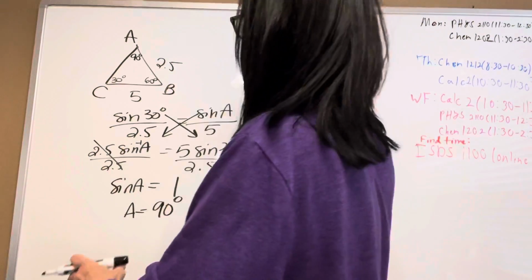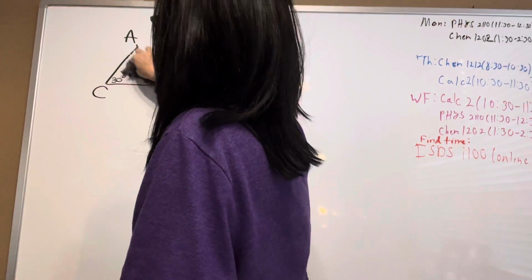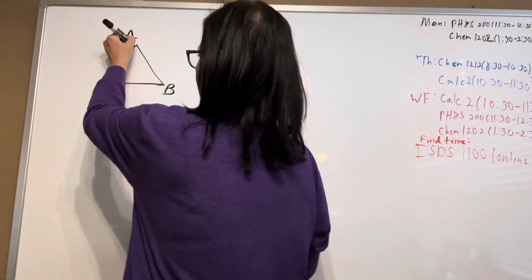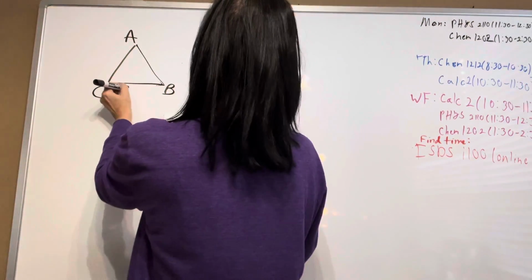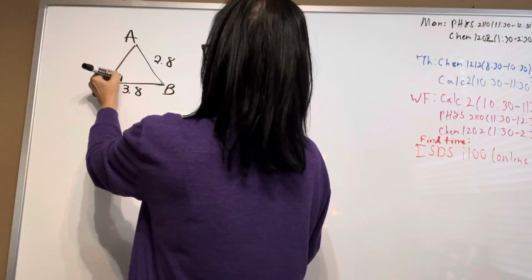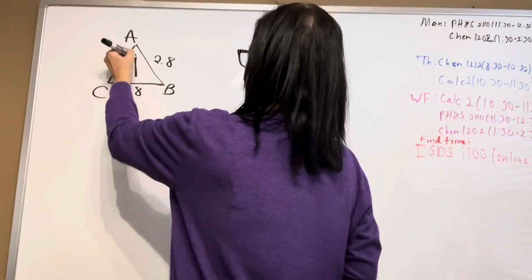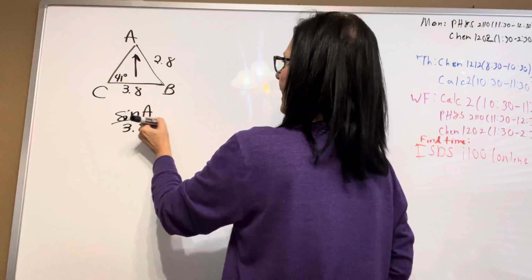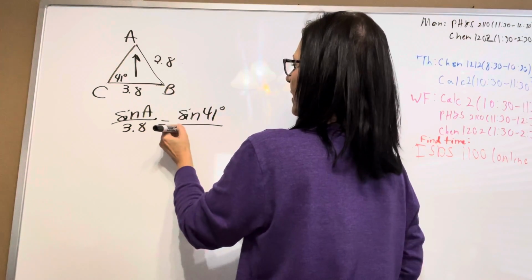With 16, on that same page, a is 3.8, c is 2.8, and angle C is 41 degrees. I'm still going to be solving for angle A. So the sine of A over 3.8 equals the sine of 41 degrees over 2.8.